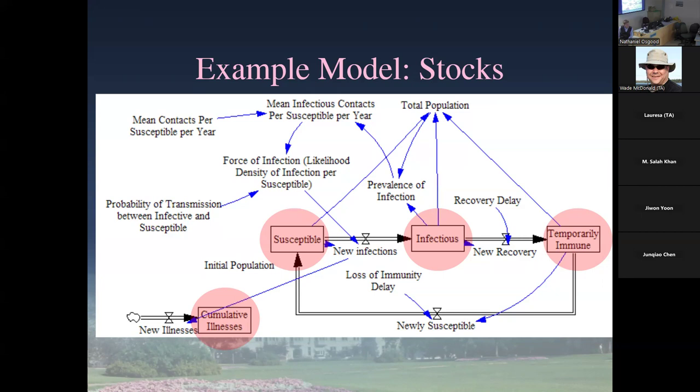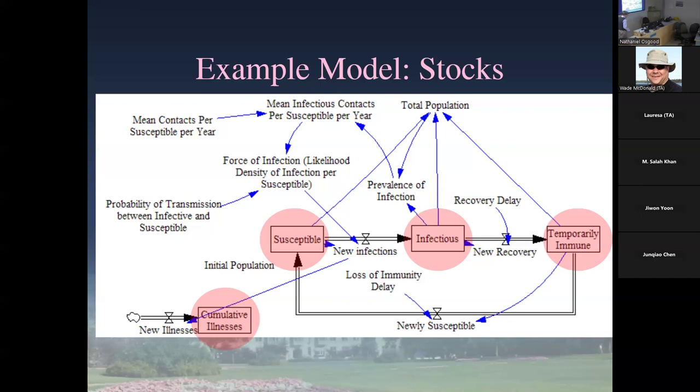The susceptible, and what? There's two stocks. It takes two to tango. Ain't gonna be no new infections unless there's susceptibles, but you need something else. Currently diseased. Yeah, the people who are infected.